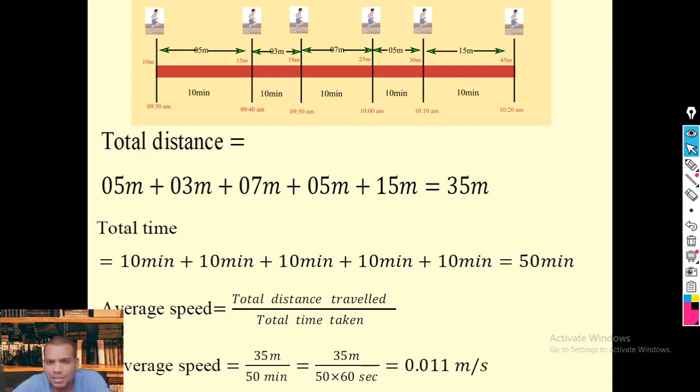To get the result in meters per second, we convert minutes into seconds, since 1 minute equals 60 seconds. We got the final result of 0.011 meter per second. This is a very slow speed, we should not call him a runner. In 1 second he is covering 0.011 meter. This is just for example purposes. This is the way to calculate average speed. The final formula: average speed equals total distance upon total time taken.